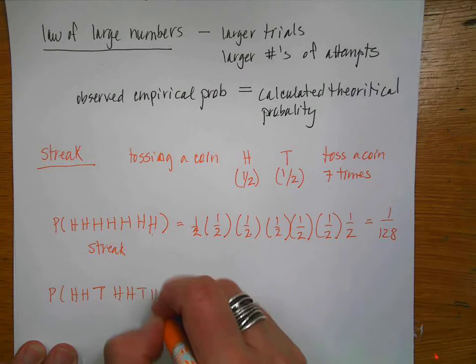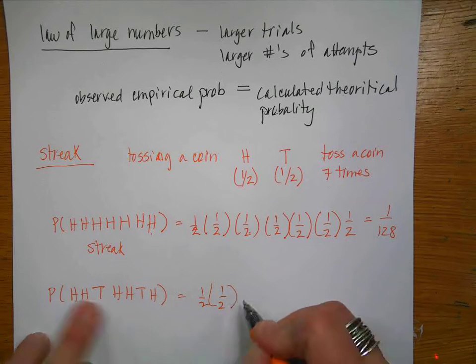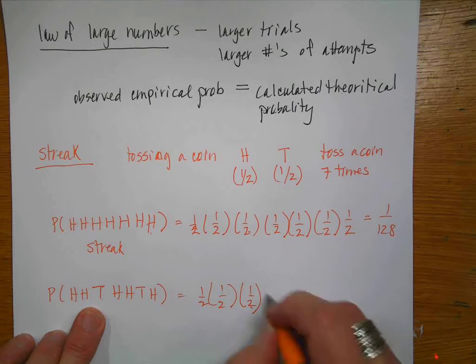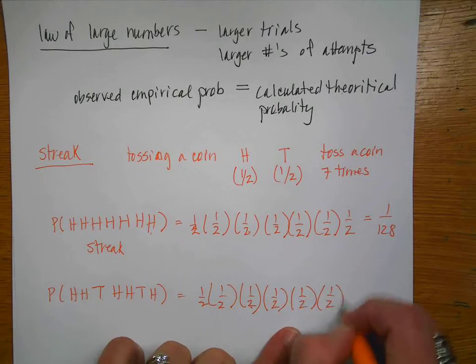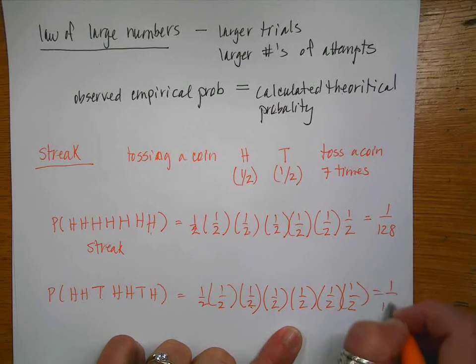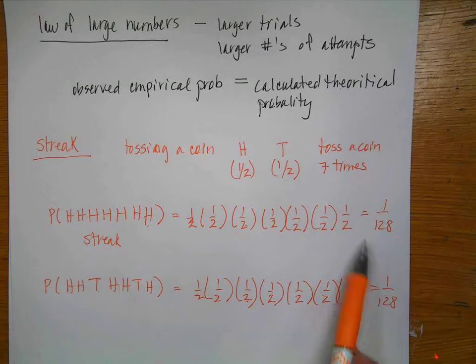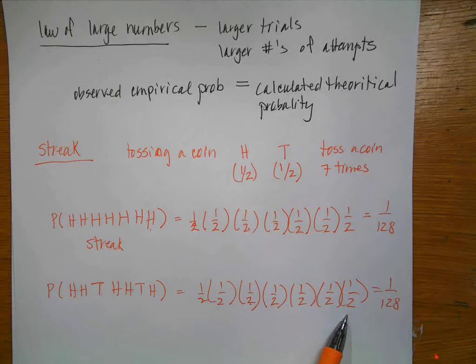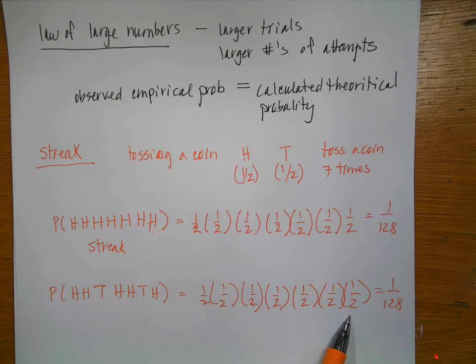Well, then what happens if I maybe go heads, heads, tails, heads, heads, tails, heads? Well, it's still the same probability. So it's a half and a half. And even though I'm flipping a tail, the probability is still a half, because it's an equally weighted coin, so my probabilities are the same, and so I get 1 over 128. So a streak is as equally likely to occur as not a streak. And so that shows that streaks are just something that we like to talk about, but it's not statistically relevant.